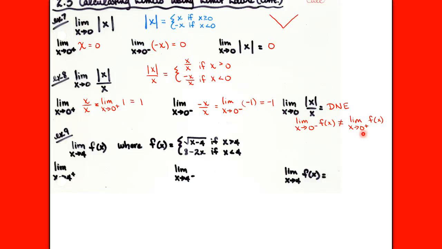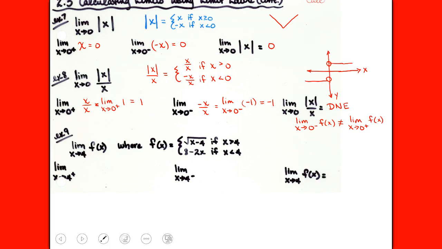Okay? All right, look at example 9. Here's another piecewise defined function. So we've got f of x is equal to the radical when x is greater than 4, and it's equal to the polynomial when x is less than 4. So I'm going to have to look at the limit from the left and from the right. If I look at the limit from the right-hand side, which piece am I using, the radical or the polynomial? The radical, all right?